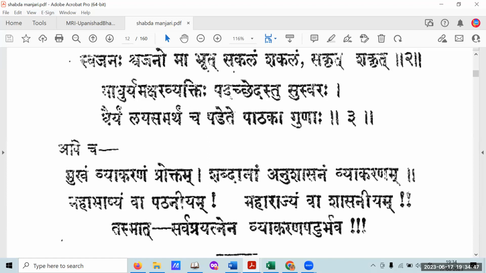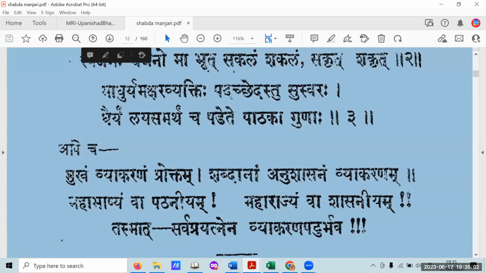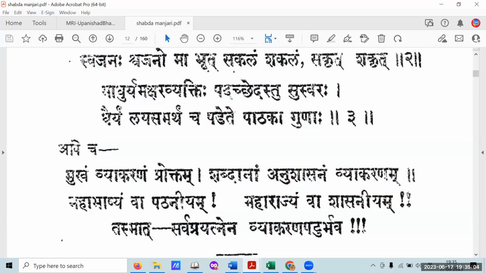So anushasanam is a discipline. Discipline of what? Shabdanam anushasanam. Sambandha. So we have to bring sambandha. Mukham vyakaranam proktam. The mouth is said to be vyakaran. Of what? Of Vedas, Shabdas.